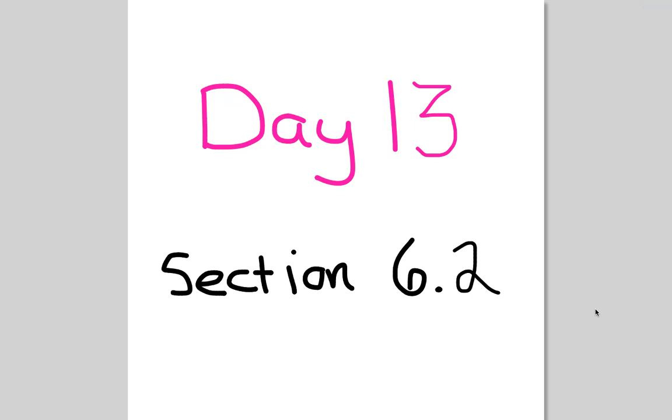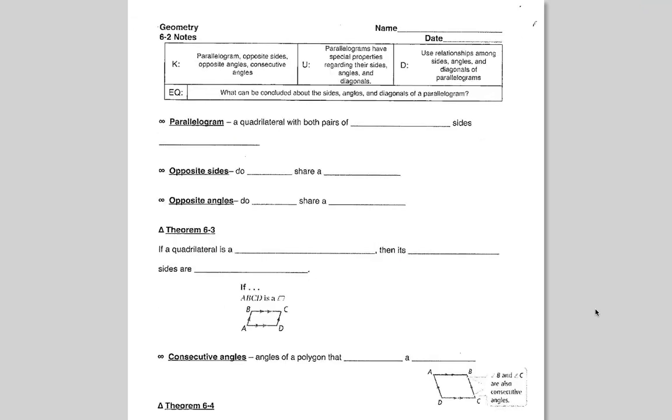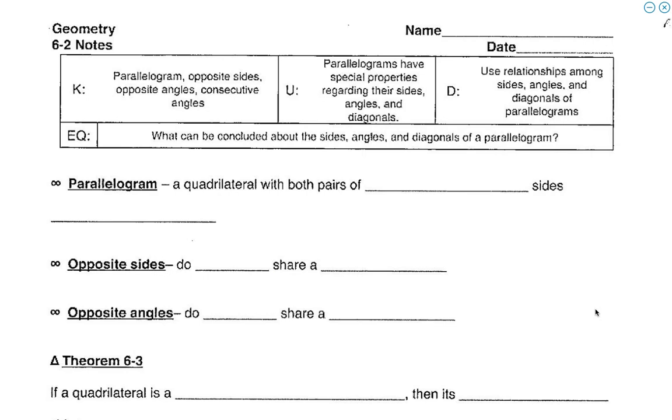All right, day 13, section 6.2. We're going to focus mainly and exclusively on quadrilaterals today. So in 6.2, we have a specific type of quadrilateral, and we call it a parallelogram.